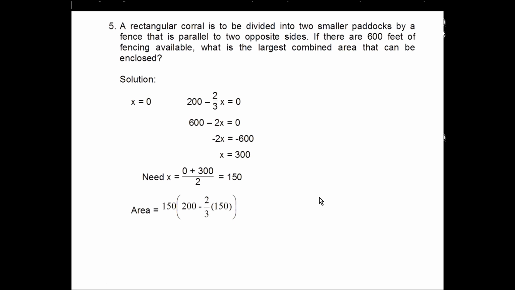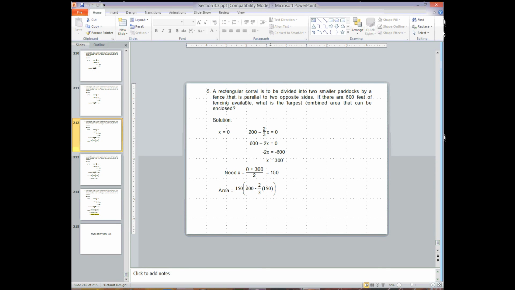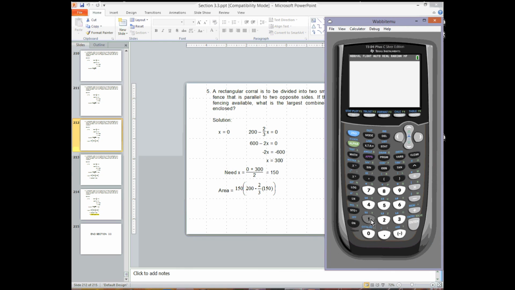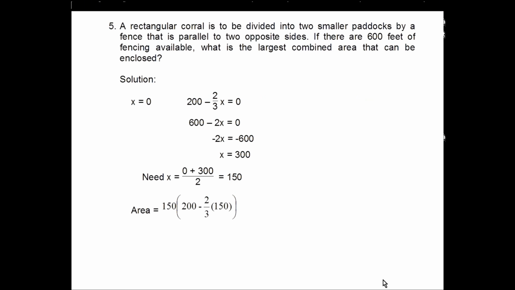So here is going to be 150 times 200 minus 2/3 times 150. Okay, let's be really lazy and let's just take out Mr. Calculator here. So I've got 150, open parenthesis, 200 minus 2 divided by 3, open parenthesis, 150, close, and I get 15,000 square, what is this, feet? So if we do the crunching by hand, 15,000 square feet.